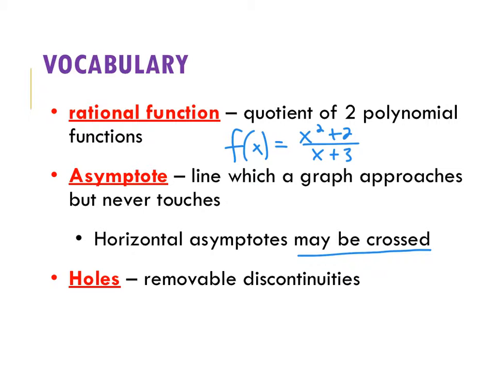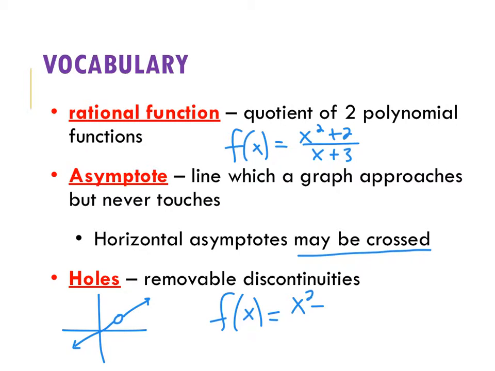The last vocabulary word is what holes are in graphs. These are considered removable discontinuities. Graphically, they appear as just an empty space. But algebraically, we can determine holes when we have factors cancel.